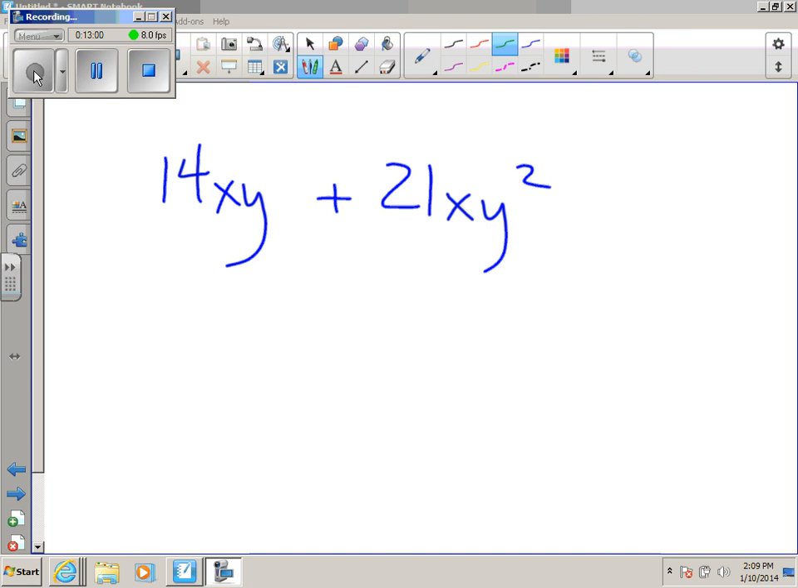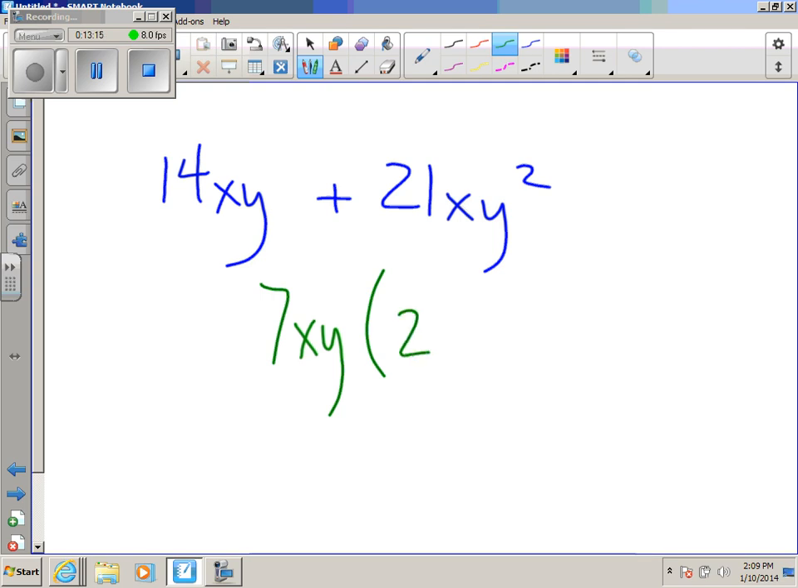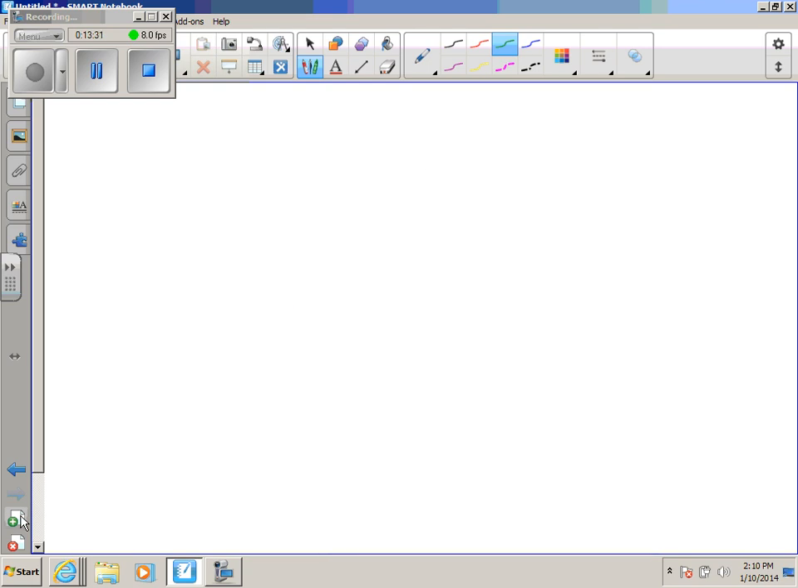14 and 21. What is the GCF numerically, Raven? 7. 7xy. All right. So what are we going to multiply 7xy by to get 14xy? 2, plus what? 3y. You get it? Mark. All right, good. Got this.